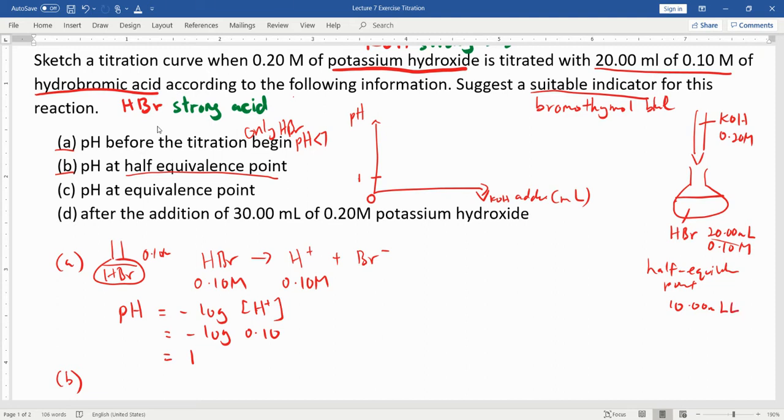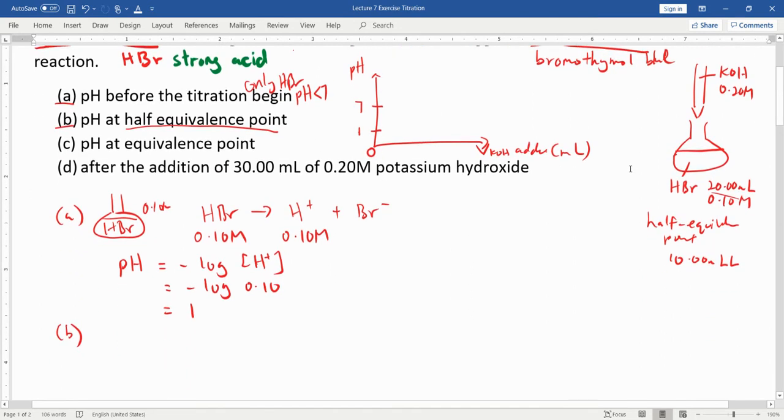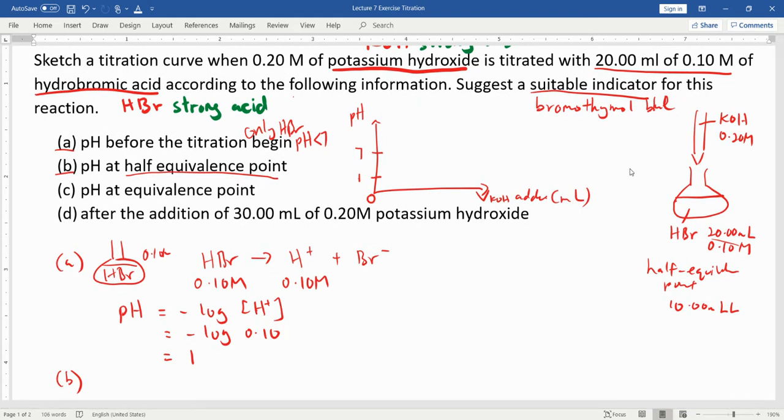So even before I find the half equivalence point, I would quickly go for the equivalence point first. First of all, I know that at equivalence point, the pH will be equal to 7. Why? Because this is a strong acid and strong base titration, which will produce neutral salts. So I will do this first, at equivalence point. I will start with C first.